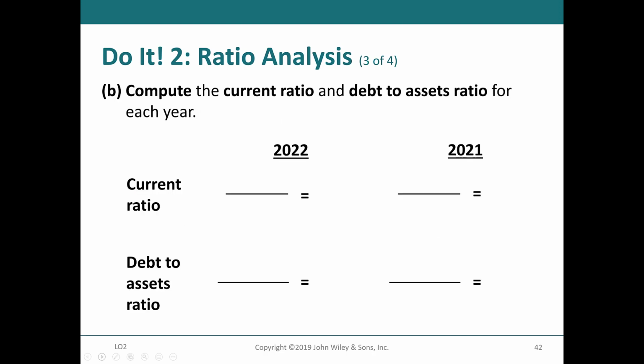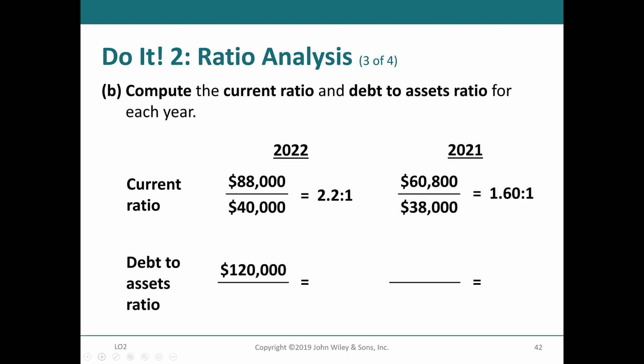Okay, all right, we are supposed to compute the current ratio and debt to asset ratio for the year. Compare the answer you got with what we have here. Current ratio is current assets divided by what? Current liabilities. So there we go. For every $2.20, it can pay $1. That's good. Same here. So it looks like they're able to pay their current liabilities.